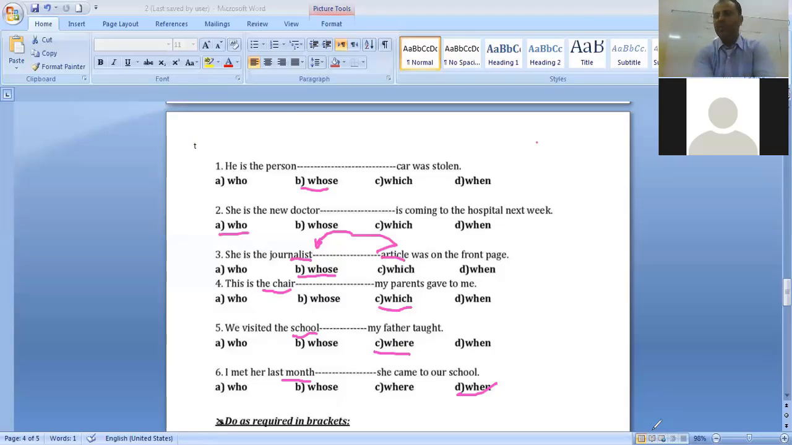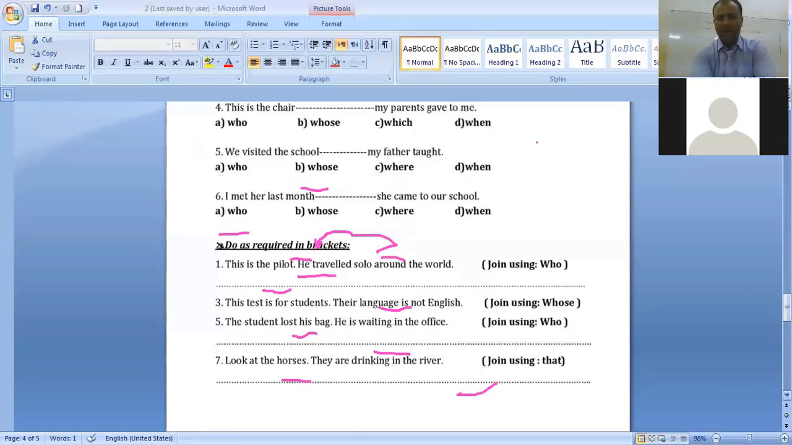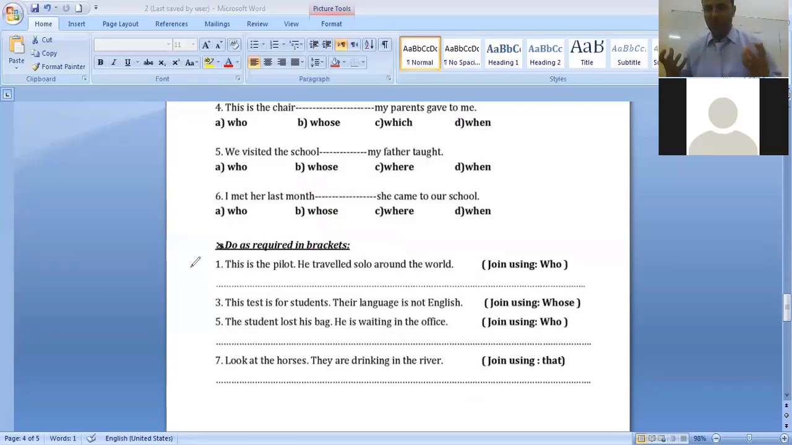Here we have another type of exercise relating to the relative pronouns. We can see it this way. Let's first clear all. Here we have another type of exercise. Do as required. We have two sentences, and we are asked to join them together, make them one sentence.